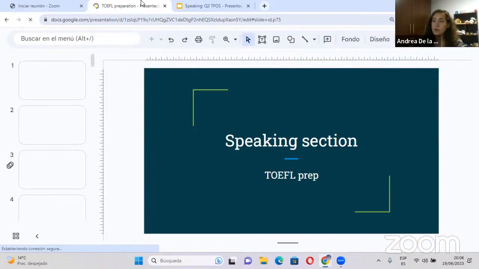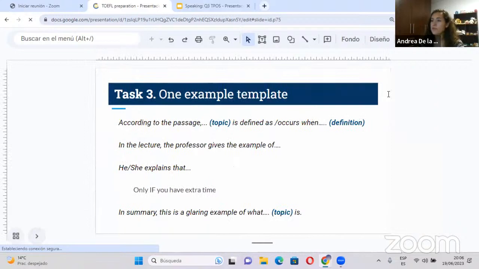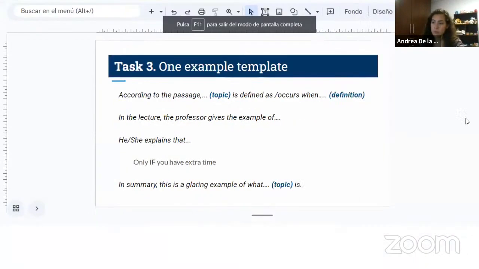And then you'll have to listen to this lecture where the professor gives you some examples of the concept, right? So you listen to the lecture, you hear the examples, and finally you just have to use those examples to explain the concept. So kind of put everything together.